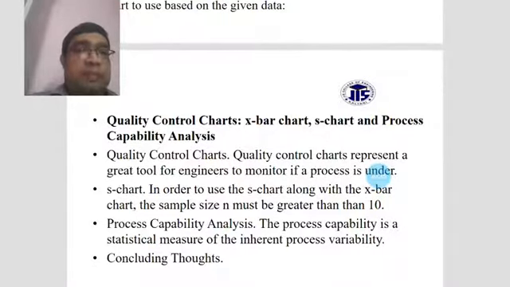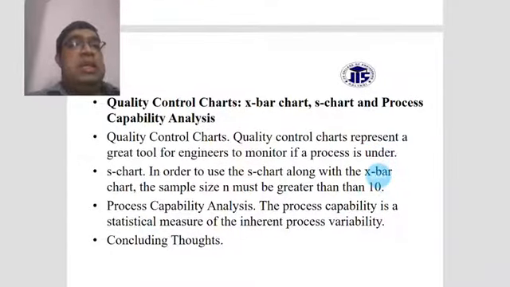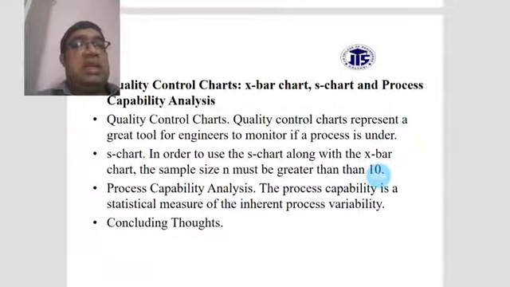Another topic is process capability analysis. Process capability is a statistical measure of the inherent process variability.